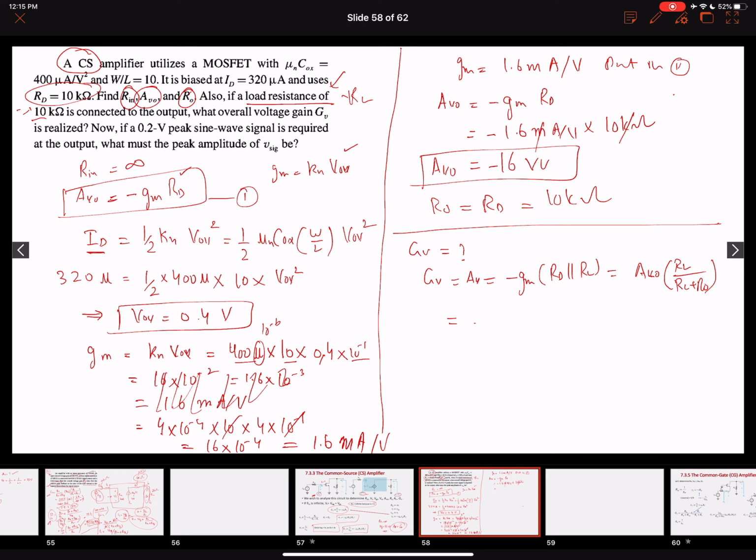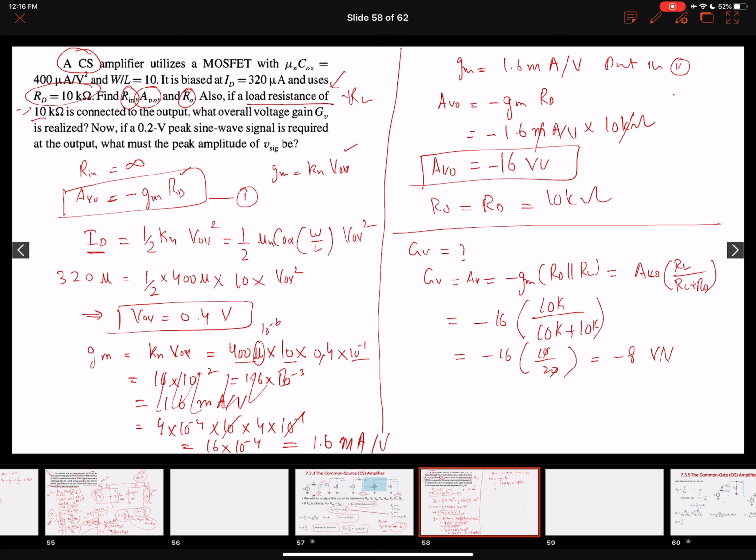So AV naught is minus 16, load resistance is 10K, and R naught equals RD, which is also 10K. So the value that we will get will be minus 16 times 10 over 20, which is minus 8 volts per volt. So this means that our overall voltage gain is 8 times higher. It is amplifying the signal 8 times.